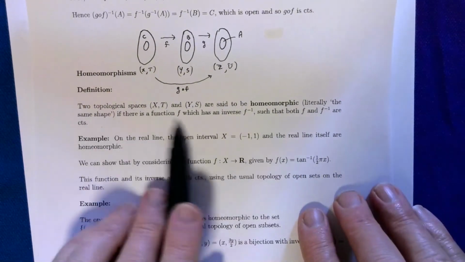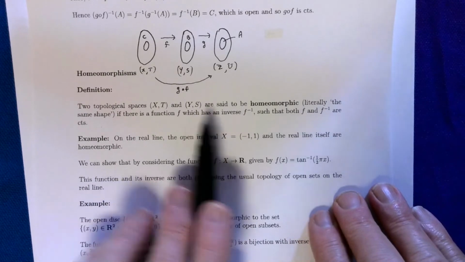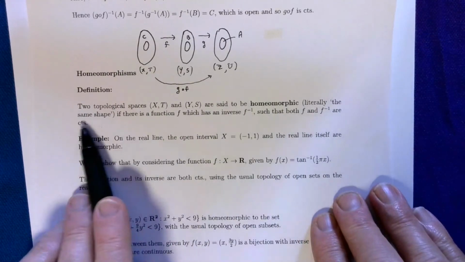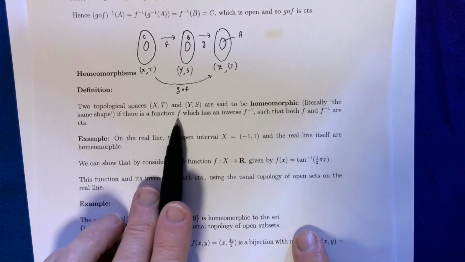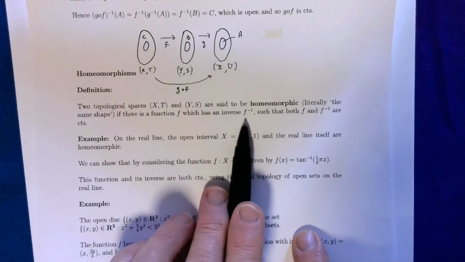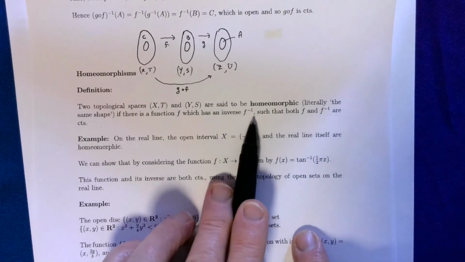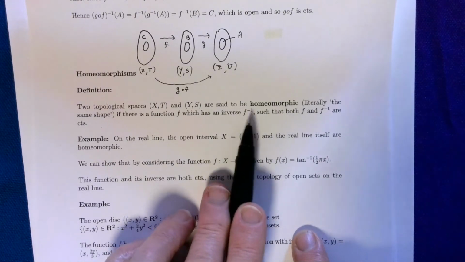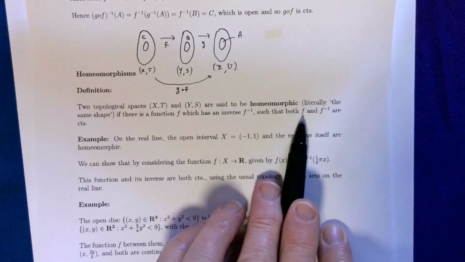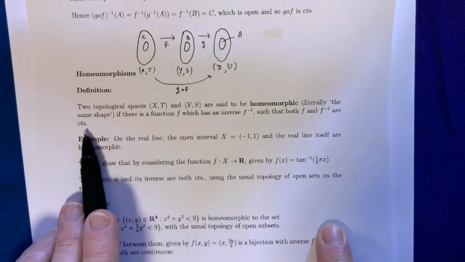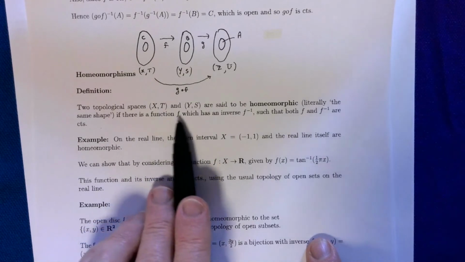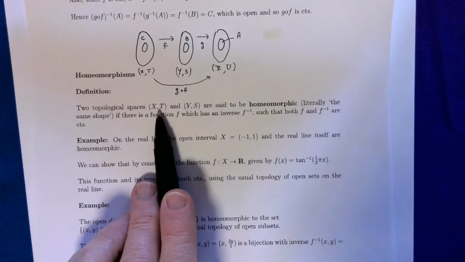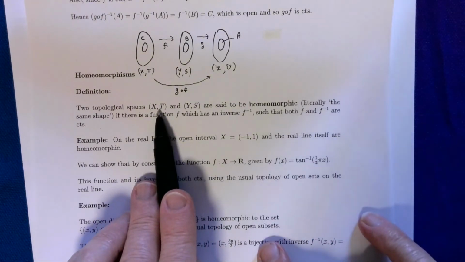So two topological spaces X, τ and Y, σ are said to be homeomorphic, literally having the same shape, if there is a function f which has an inverse, a fair dinkum inverse, such that both f and its inverse are continuous. So you want a continuous function that takes you from here to here and back again. And the two spaces are said to be homeomorphic.